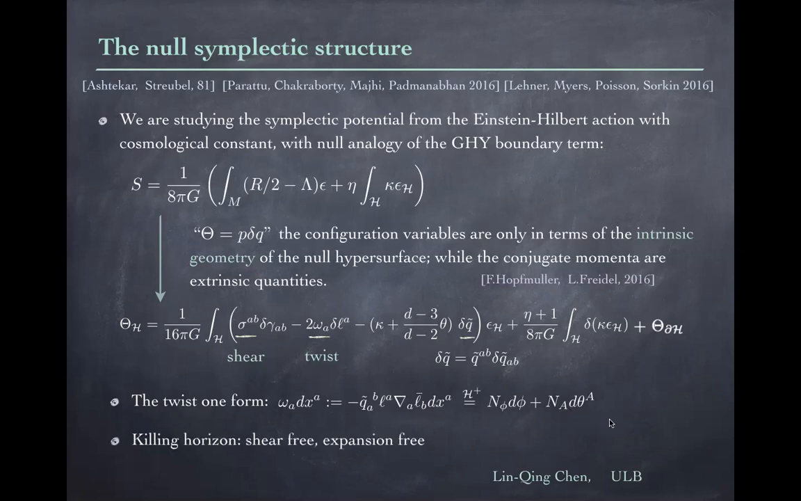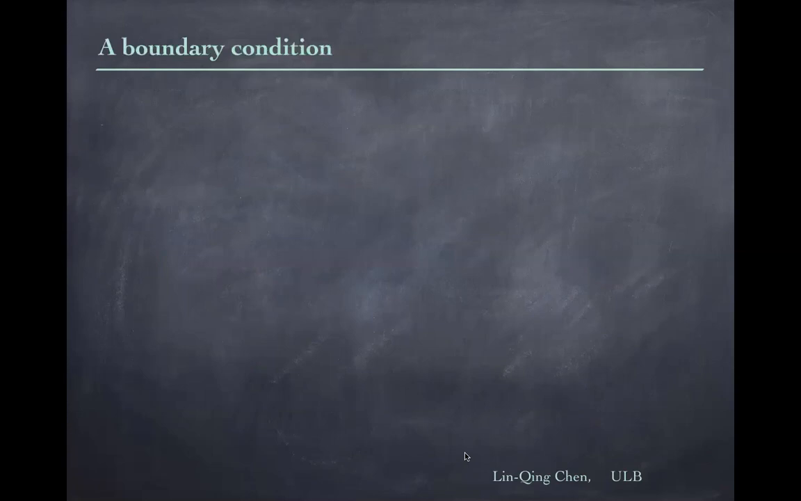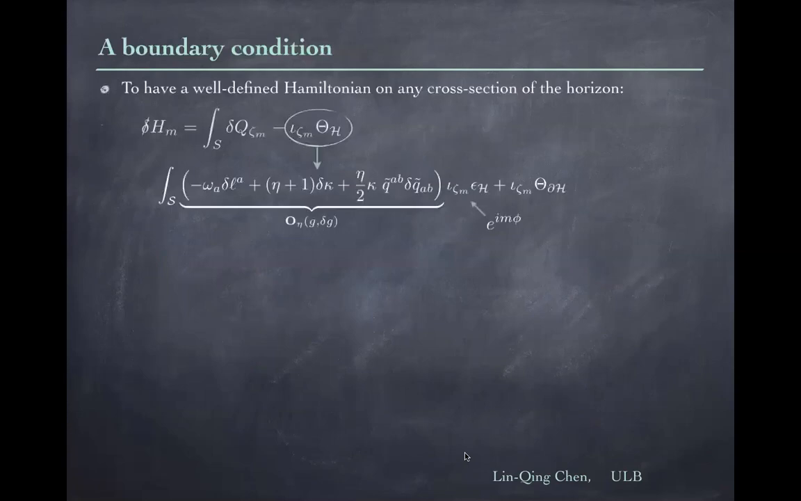And for the Killing horizon we are looking at, because it is shear free and expansion free, the symplectic potential will be simplified a lot. Then, to have a well-defined Hamiltonian on any cross-section of the horizon, we need to examine whether this piece is a field space exact form.